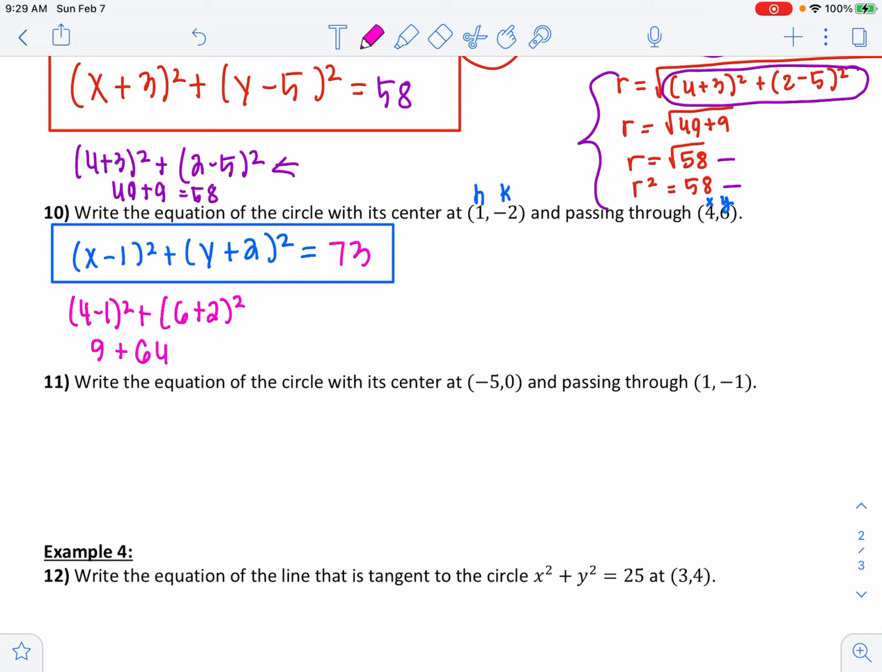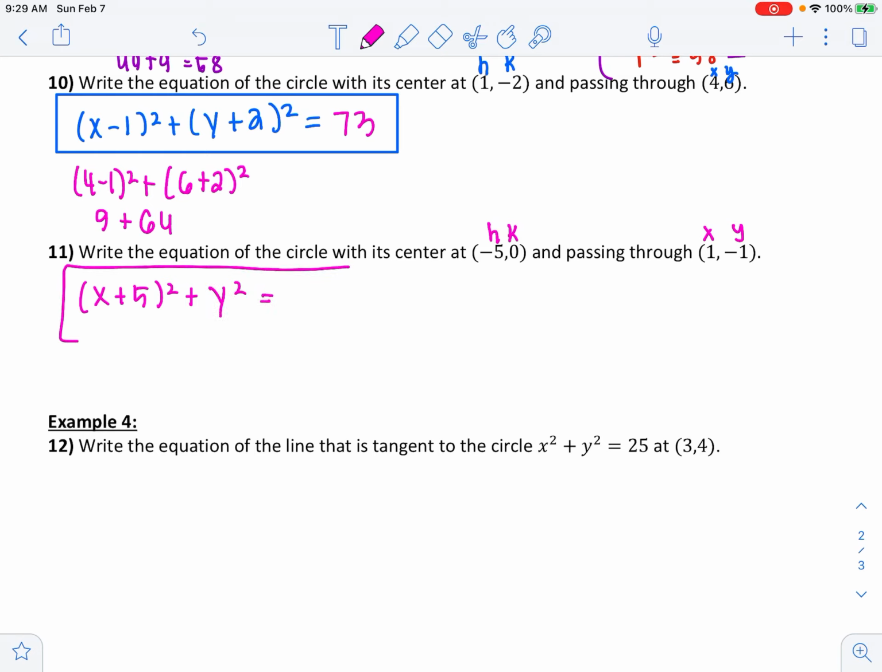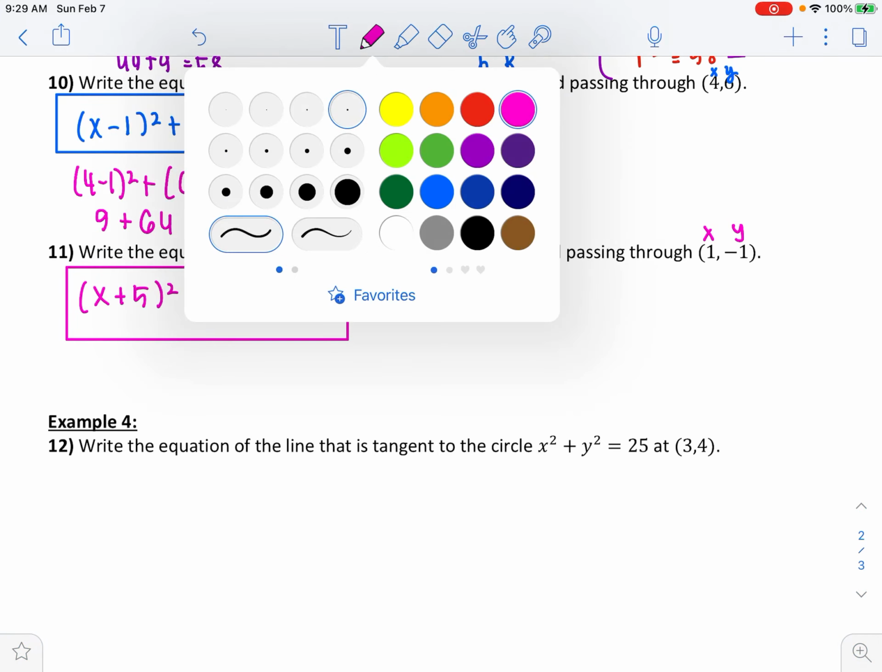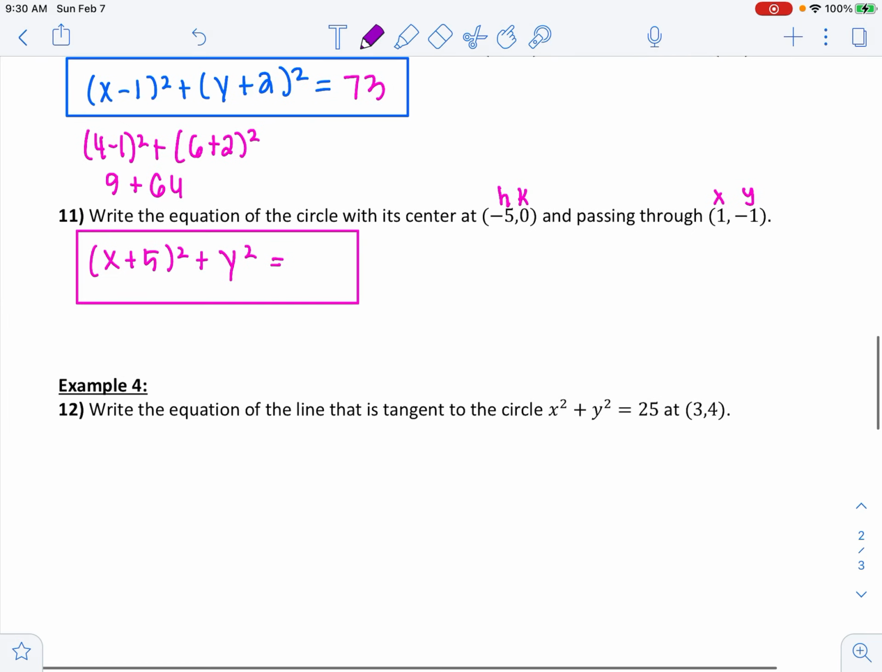Okay, next one. Write the equation of the circle with center, negative 5, 0, passing through 1, negative 1. So I'm going to do x minus a negative 5, so plus 5 squared, plus y minus 0 squared is just y squared equals. And then I just need to plug in x and y. Notice I box so I don't accidentally write down like all numbers is what I'm trying to say.